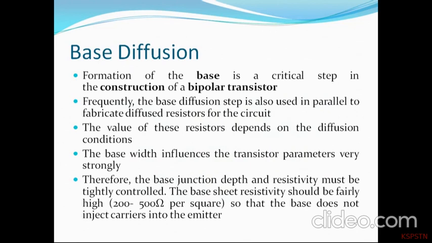The base width influences the transistor parameters very strongly. Therefore, the base junction depth and resistivity must be controlled. The base sheet resistivity should be fairly high, in the range of 200 to 500 ohm per square, so that the base does not inject carriers into the emitter.